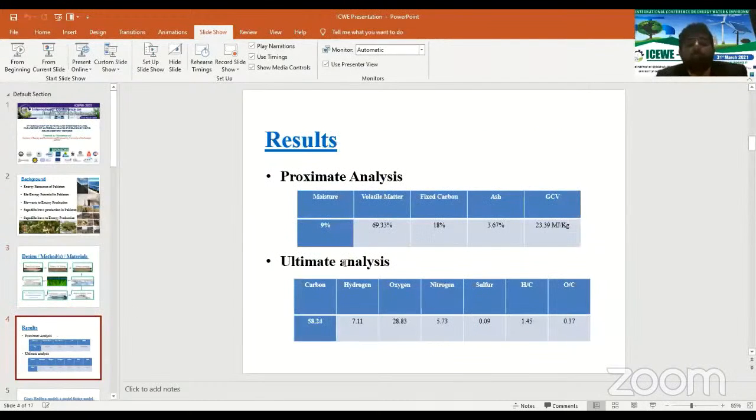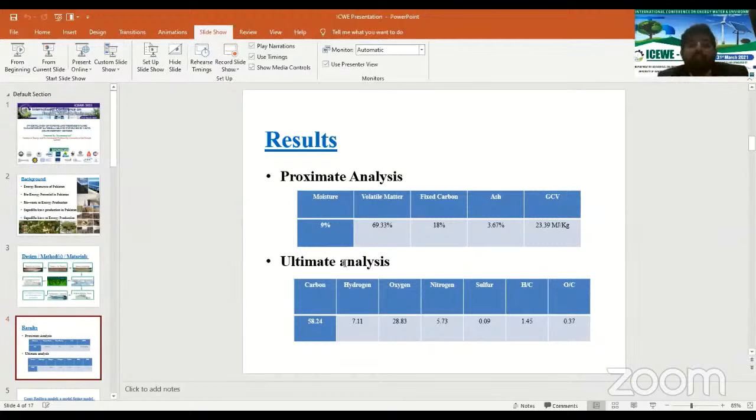Its proximate analysis shows very good results, with about 87 to 88% combustible material. That is a very good agreement. Its ash content is very low, even lower than that of some good quality coals, and moisture content is also within the permissible limit for the utilization of this biomass. Due to the good proximate composition, it shows a calorific value of about 23.39 megajoules per kg, which is even better than some good quality coals in Pakistan.